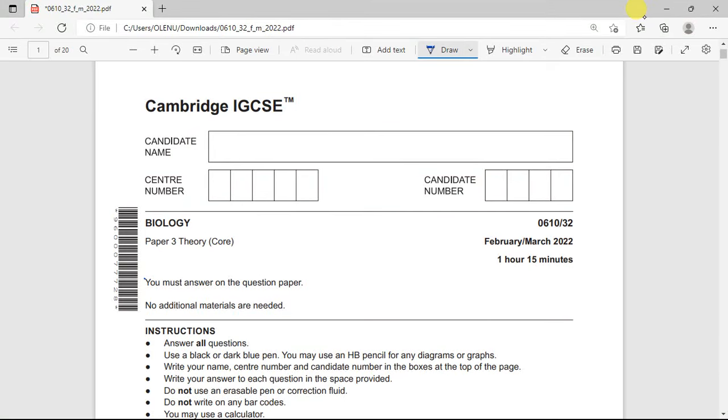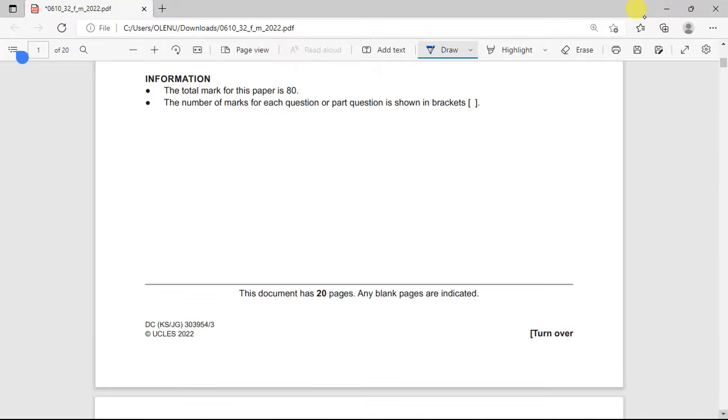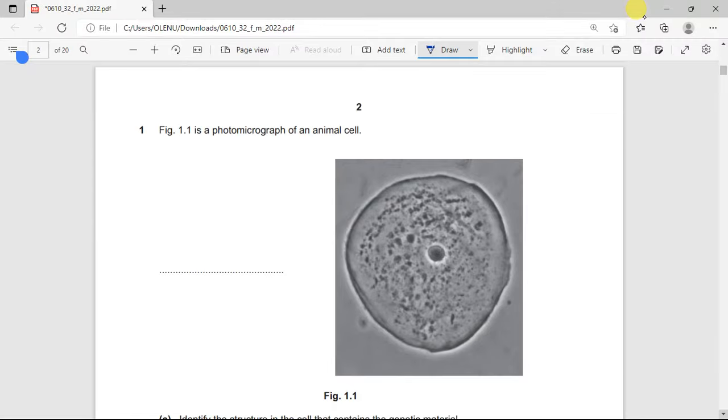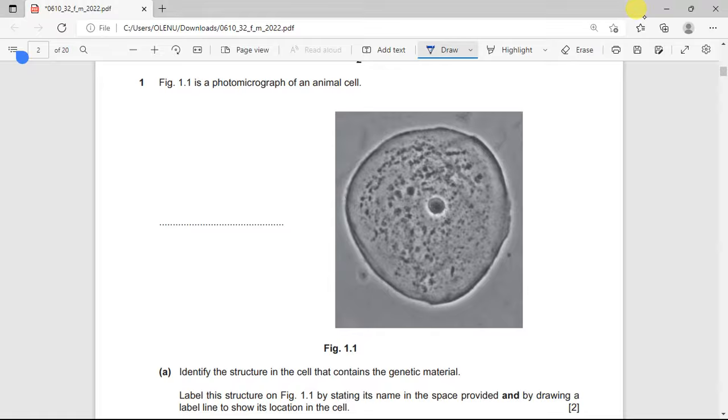In this video we're going to have a quick walkthrough of the February/March 2022 Paper 3 Core, and this paper is still 1 hour 15 minutes, the same time as Extended. So let's go through the paper. Question number 1 says figure 1.1 is a photomicrograph of an animal cell.